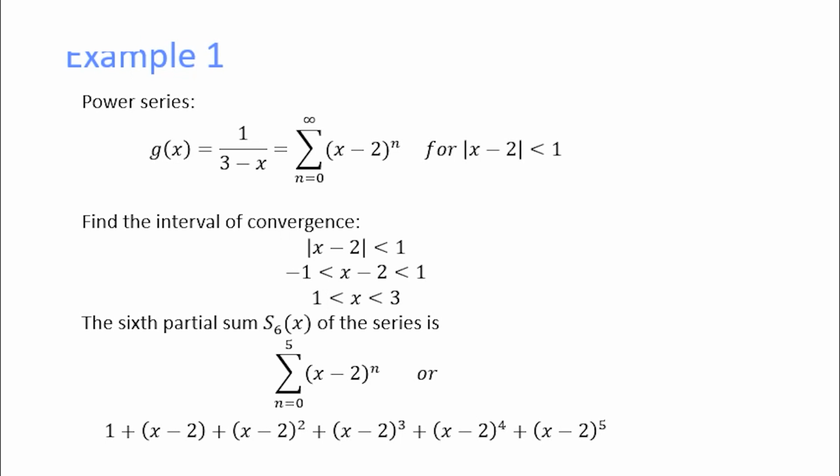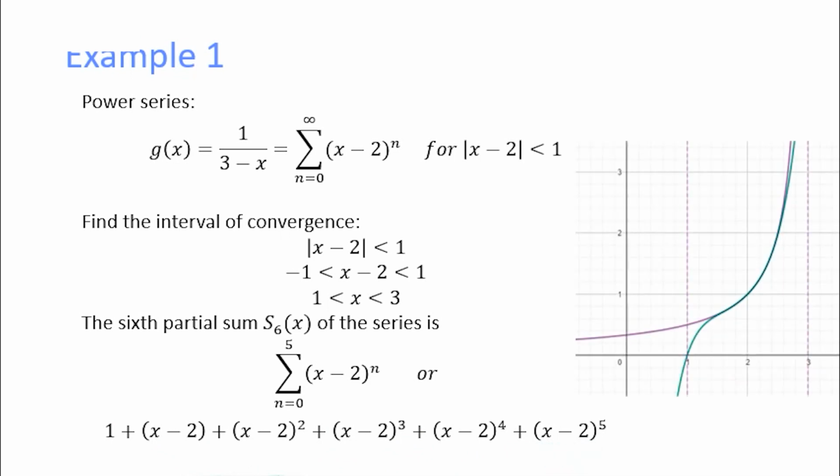And now let's see the graph of 1 over (3 minus x) and this sixth partial sum. Here we go. I highlighted the interval of convergence, which is between 1 and 3. And as you see, between these two values, we see a very good fit. But if I'm looking out of this interval, I notice that the two graphs will not converge anymore.